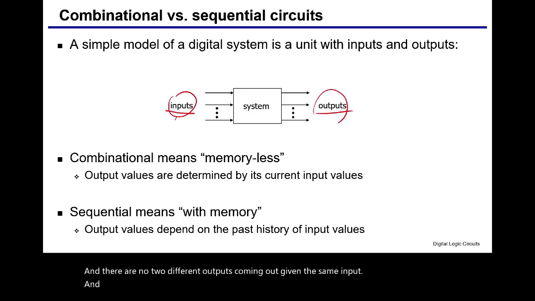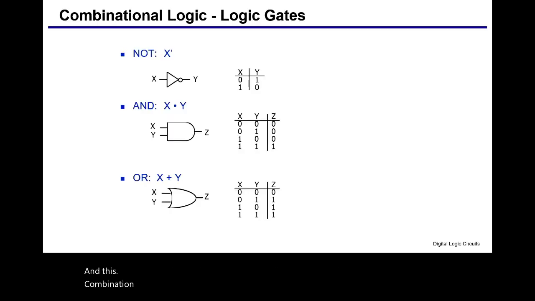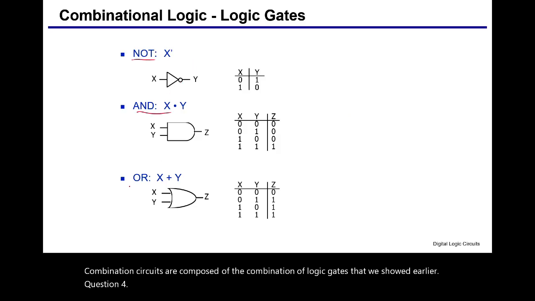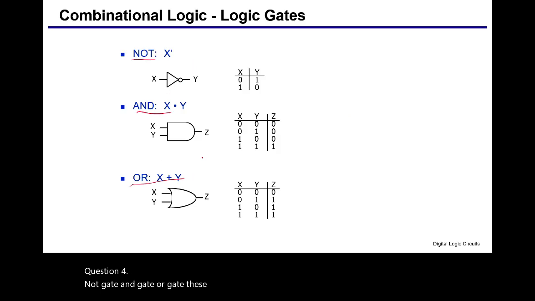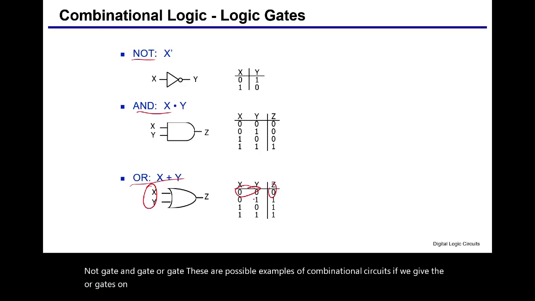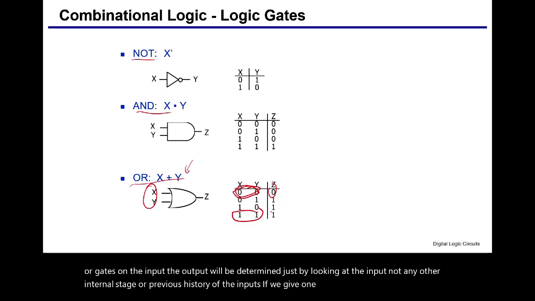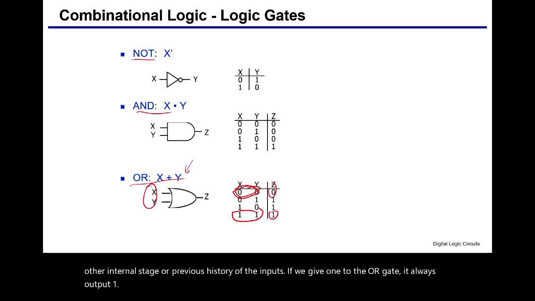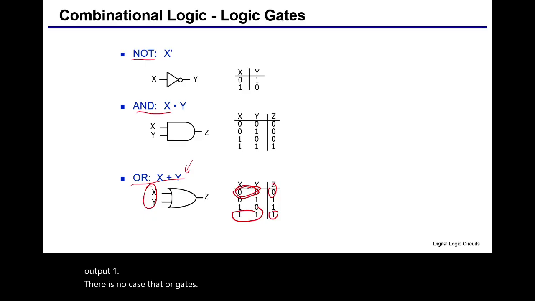These combinational circuits are composed of combinations of the logic gates that we showed earlier. For example, NOT gate, AND gate, OR gate are possible examples of combinational circuits. If we give the OR gate an input, the output will be determined just by looking at the inputs, not any other internal state or previous history of the inputs. If we give 1, 1 to the OR gate, it always outputs 1. There's no case that the OR gate gives us 0 when we give it 1, 1 as input.